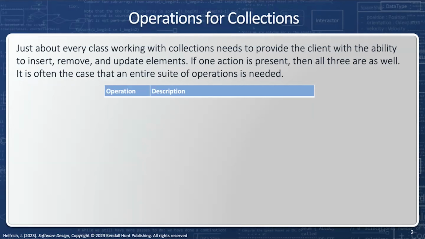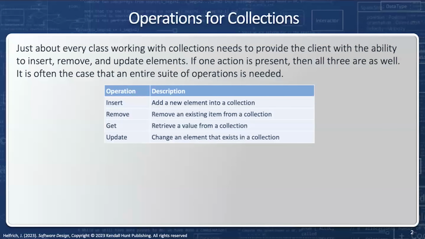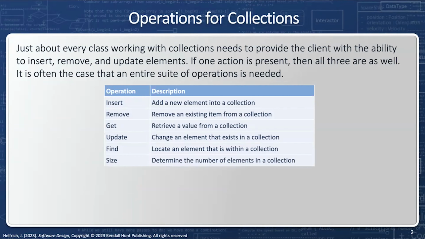Just about every class working with collections needs to provide the client with the ability to insert, remove, and update elements. If one action is present, then all three are as well. It is often the case that an entire suite of operations is needed. For example: insert, add an element to a collection; remove an element from a collection; retrieve an element from the collection with get; update an existing element in the collection; locate an element within the collection; determine the number of elements in the collection; and iterate through all the elements in the collection.